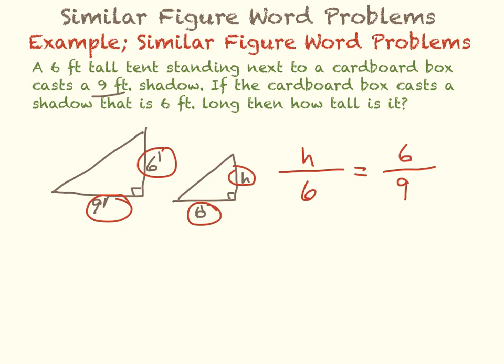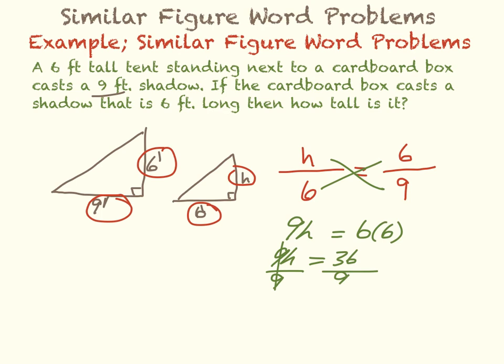Okay, so now I just have this proportion I need to solve. So I'm going to cross multiply. 9h equals 6 times 6. 9h equals 36. Divide by 9. So h is equal to 4, and that would be feet. And that is your final answer.